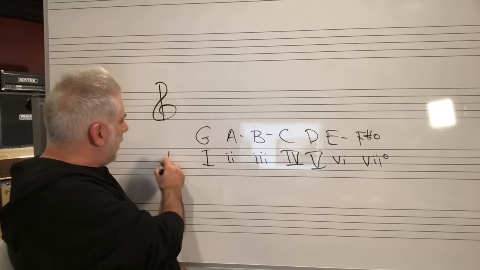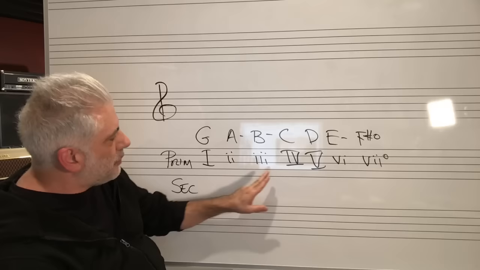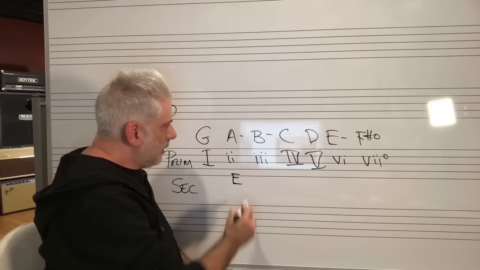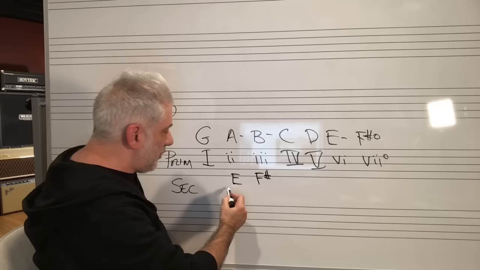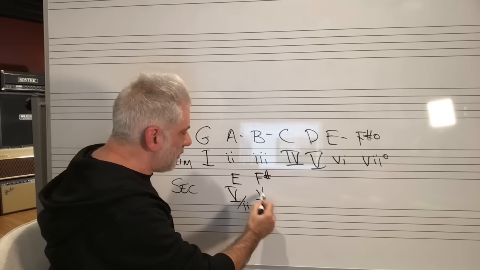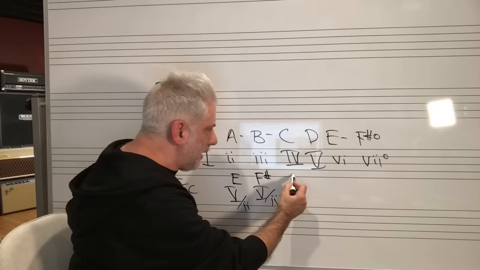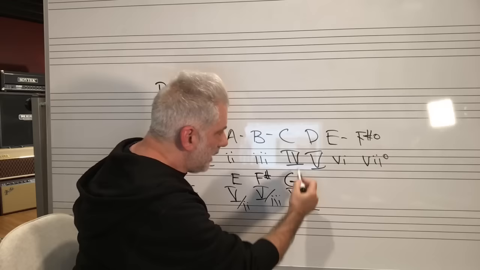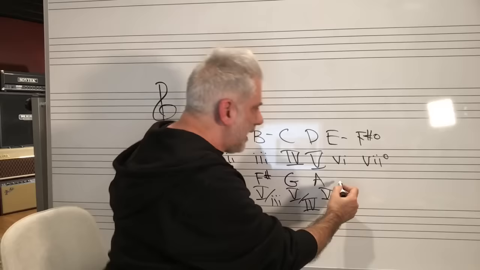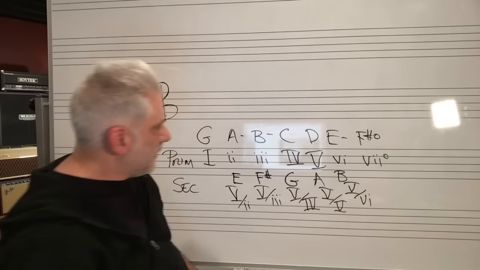Now your secondary chords are always going to be a fifth away from 2, 3, 4, 5, and 6. A fifth away from A minor is going to be E major. A fifth away from B minor is F sharp major. These are all major chords, right? So this is your 5 of 2. This is going to be your 5 of 3. Your 5 of 4. Okay, what's a fifth away from C? G major. That's your 5 of 4. Then you have A major, which is your 5 of 5. Then you have B major, which is your 5 of 6. Okay? Always a fifth away.